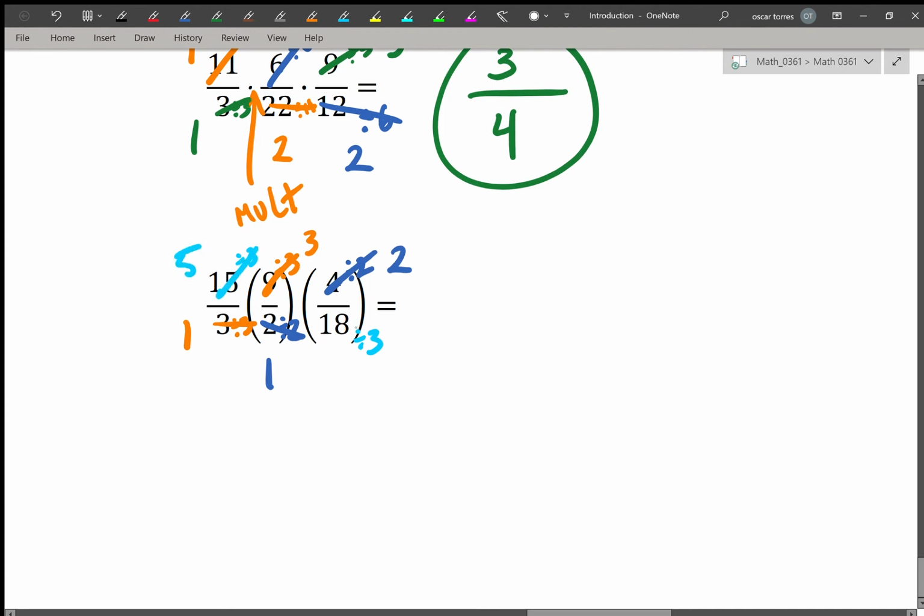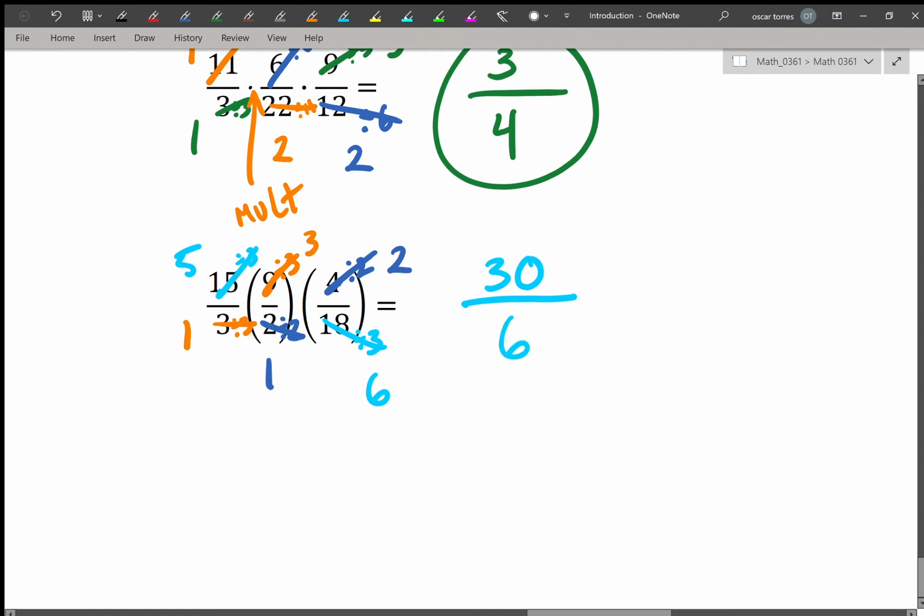And how many times does 3 go into 18? That's 6 times. So if we look at our numerators, the numbers that we have left, we have 5 times 3 times 2. 5 times 3 is 15, times 2 is 30. So we end up getting a bigger numerator, which is okay. We get a 30 on top, and in the denominator we get 1 times 6. That would be a 6.